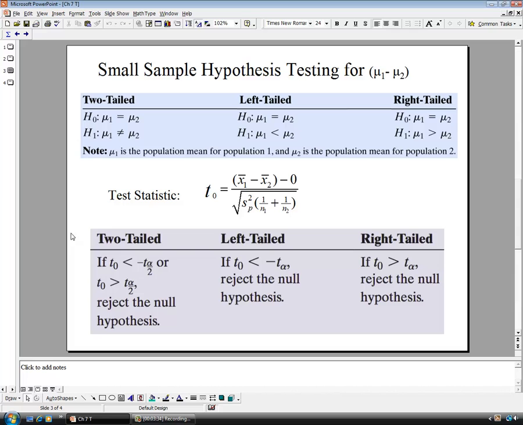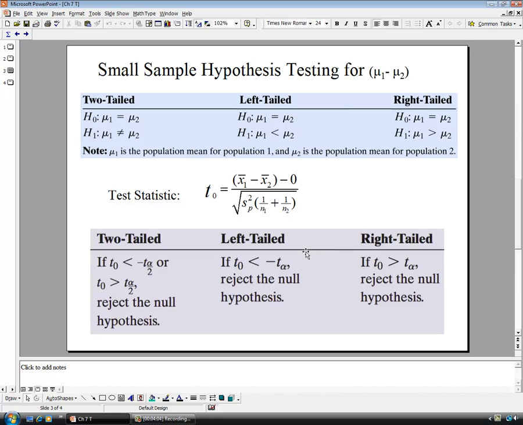And we're going to compare this test statistic to a critical value, or more to the point, a critical region. So the two-tailed, we're going to have an area to the left of negative t of alpha over 2, and an area to the right of positive t of alpha over 2 that will be rejection regions. And both t of alpha over 2 and t of alpha will have n1 plus n2 minus 2 degrees of freedom, just as the confidence interval did.